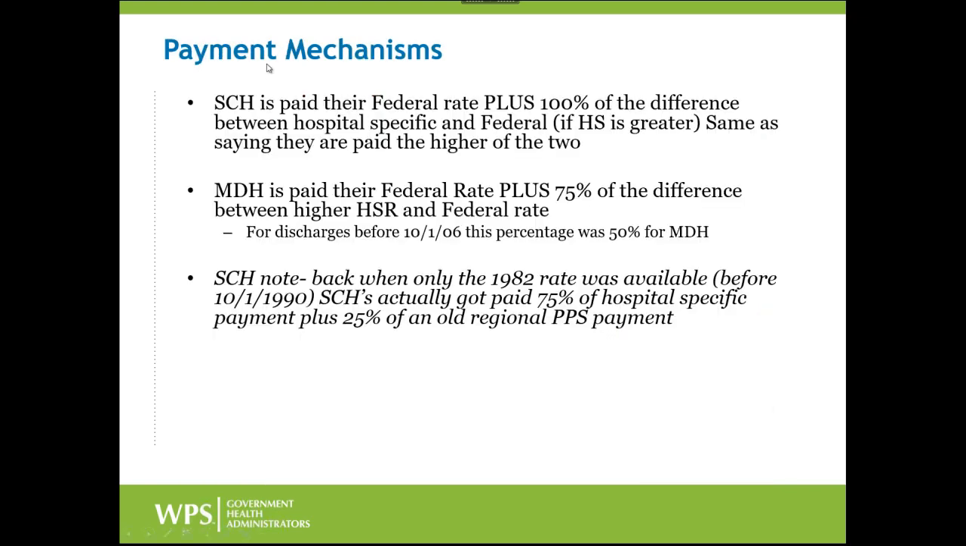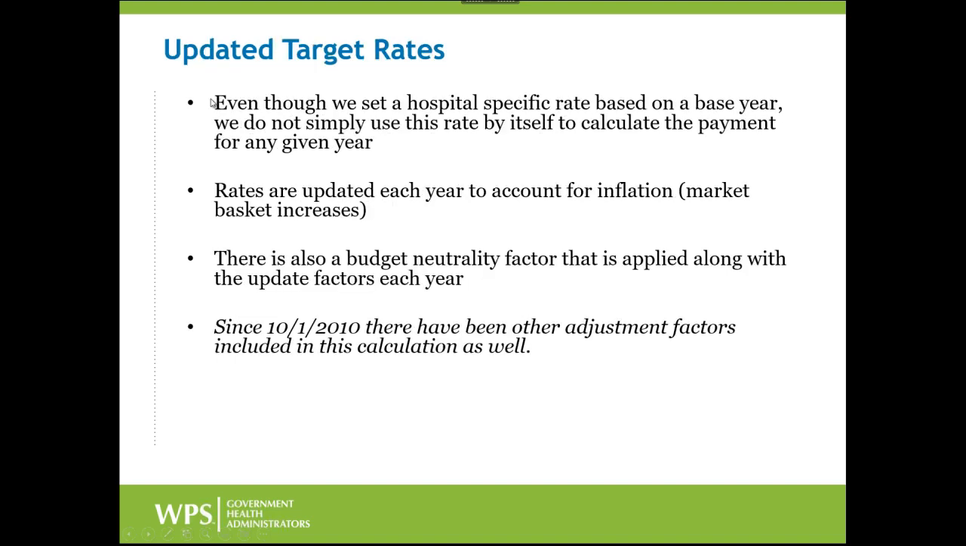The payment mechanism, again, for a sole community hospital, it's the higher of the two. So another way of saying that is it's your federal rate plus 100% of the difference between the hospital-specific and federal rate. Again, only assuming the hospital-specific payment is higher. But for Medicare Dependent Hospital, it's the federal rate plus just 75% of the difference between a higher hospital-specific rate and the federal rate.